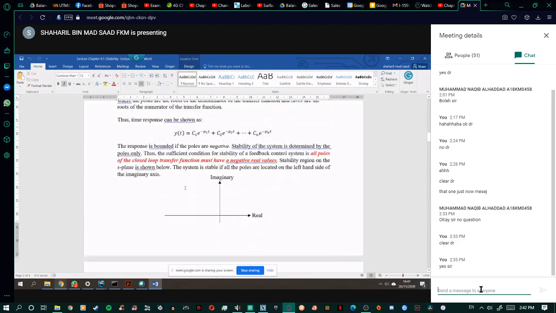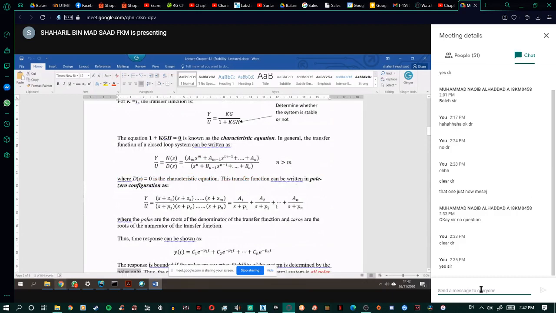When we want to plot our roots, normally we plot them on the imaginary and real axes. The response is bounded if the poles are negative. Bounded means stable. Stability of the system is determined by poles only.